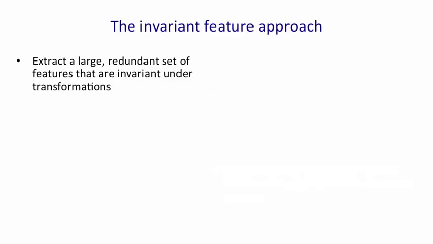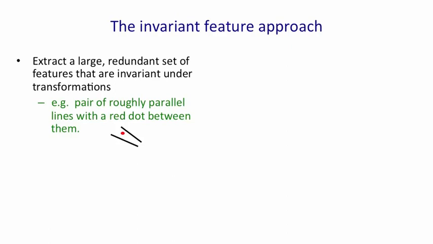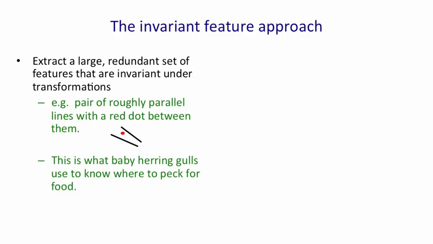So, the invariant feature approach says you should extract a large and redundant set of features, and they should be features that are invariant under transformations like translation and rotation and scaling. So here's an example of an invariant feature. It's a pair of roughly parallel lines with a red dot between them. That's actually been suggested as the feature that baby herring gulls use for knowing where to peck for food. If you paint that feature on a piece of wood, they'll peck at the appropriate place on the piece of wood.